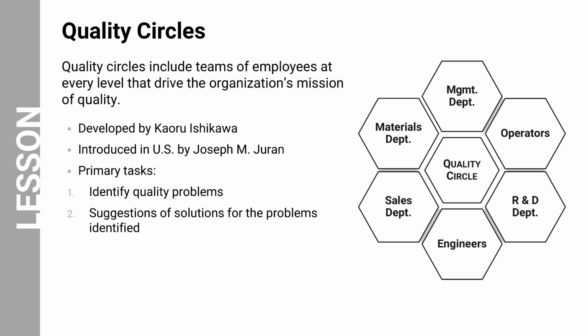Kaoru Ishikawa, a professor at Tokyo University, developed the idea of quality circles. Quality circles, introduced into the United States by Joseph M. Juran, include teams of employees at every level that drive the organization's mission of quality. They are associated with two primary tasks: identification of quality problems and suggestions of solutions for the problems identified. The next slide explains a list of guidelines to be followed to establish a productive quality circle.